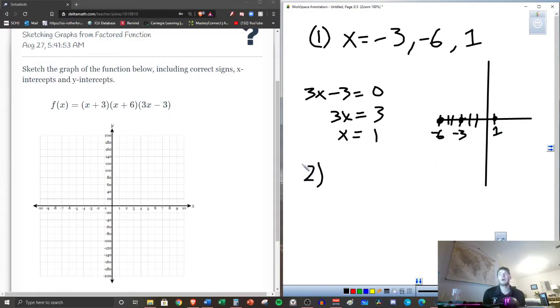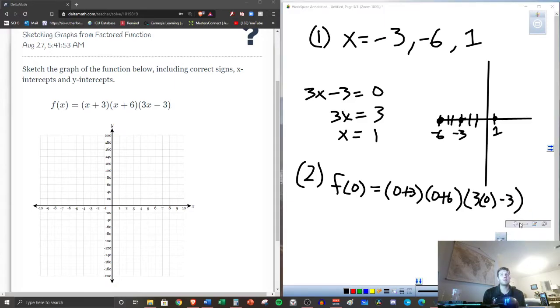Now, number 2, we want y-intercept. So I'm going to take this function here, and put 0 in, which is 0 plus 3, 0 plus 6, and 3 times 0 minus 3. If you want to try to speed this up a little bit, which I'm not suggesting to anybody, but if you really have a good grasp on it, you could just go ahead and write them like this if you wanted to, because we know that those zeros are just going to get rid of the term.